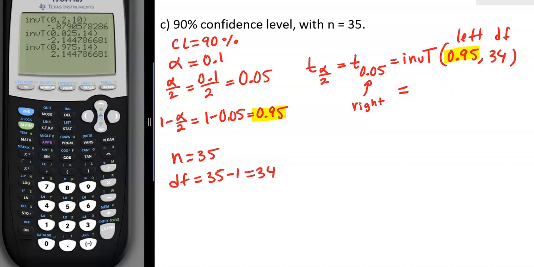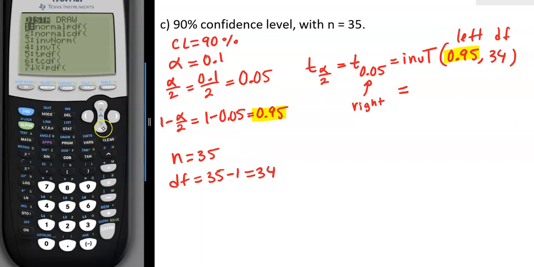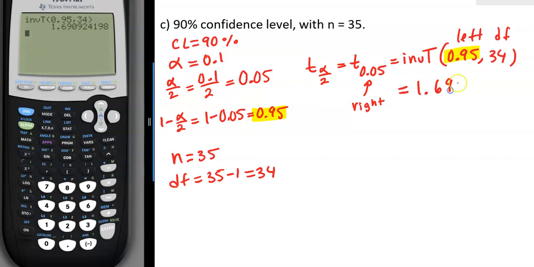So let's see what we get. So over here in our calculator, we go to second vars, inverse T, enter. Area on the left is 0.95 with 34 degrees of freedom. Click enter. And so here's our critical value, 1.691, rounding to 3 decimal places. And so we are done.